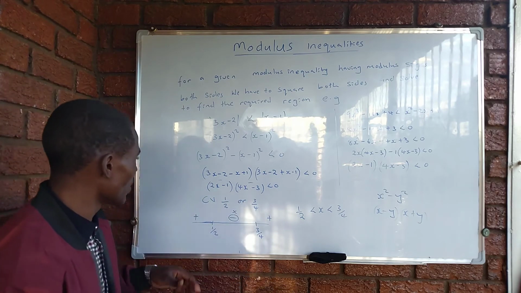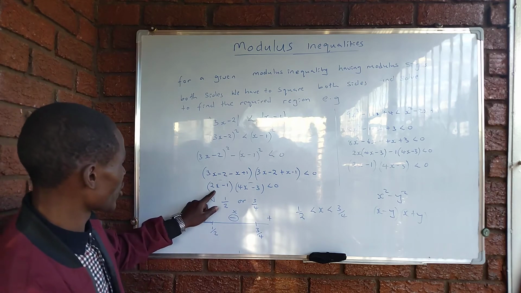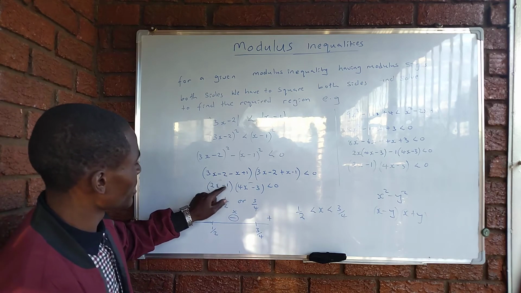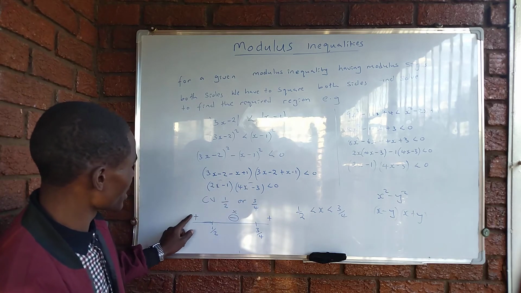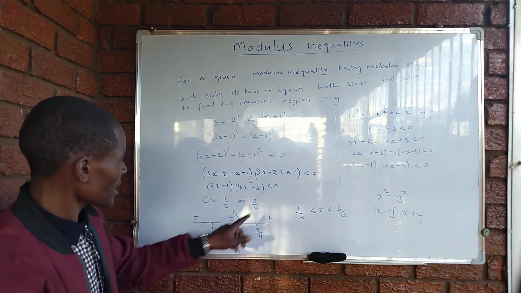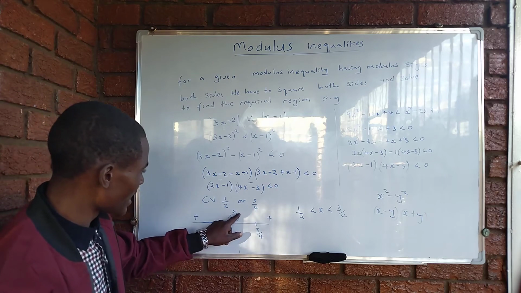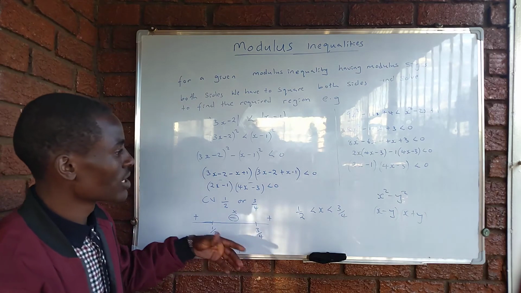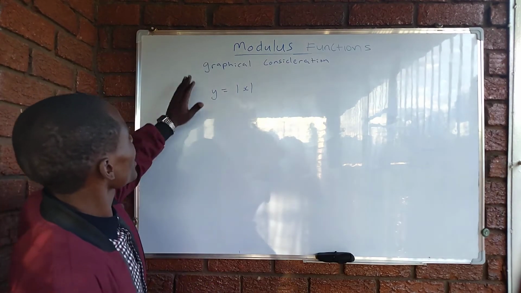Now you know how to solve the inequalities. Use a test number here, starting with 0. Putting 0 here, 0 minus 1 is negative, and 0 minus 3 is negative. Negative times negative is positive, so the result is positive, right? Our sign is less than here. If the sign is less than, then x will be in between. So a half is less than x, and x is less than 3 over 4. Simple. Right? So we turn to graphical consideration.